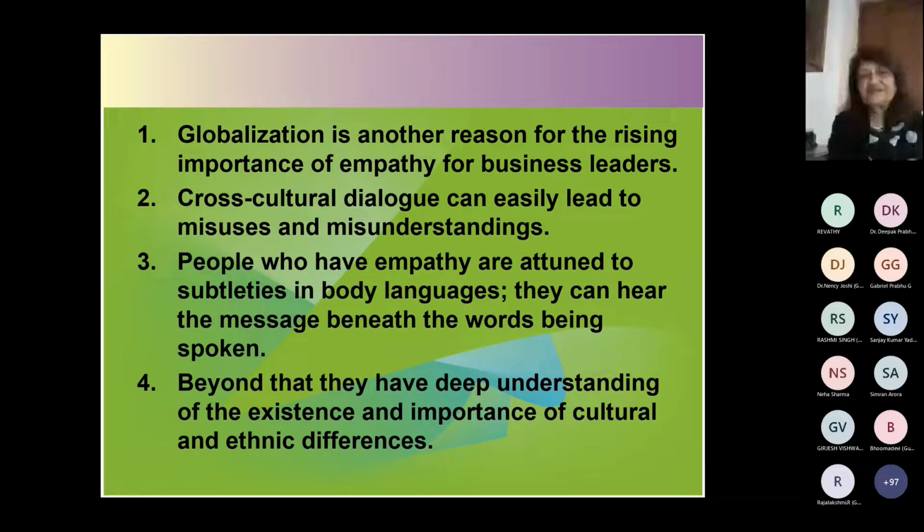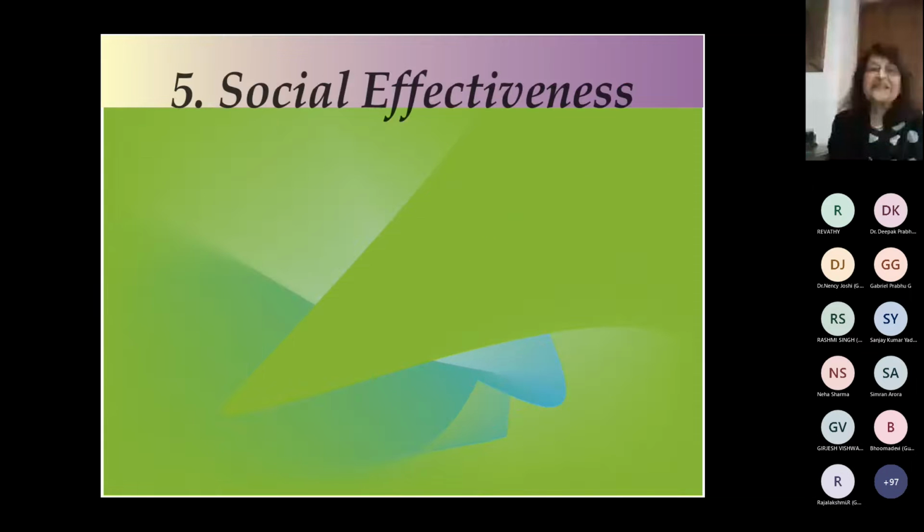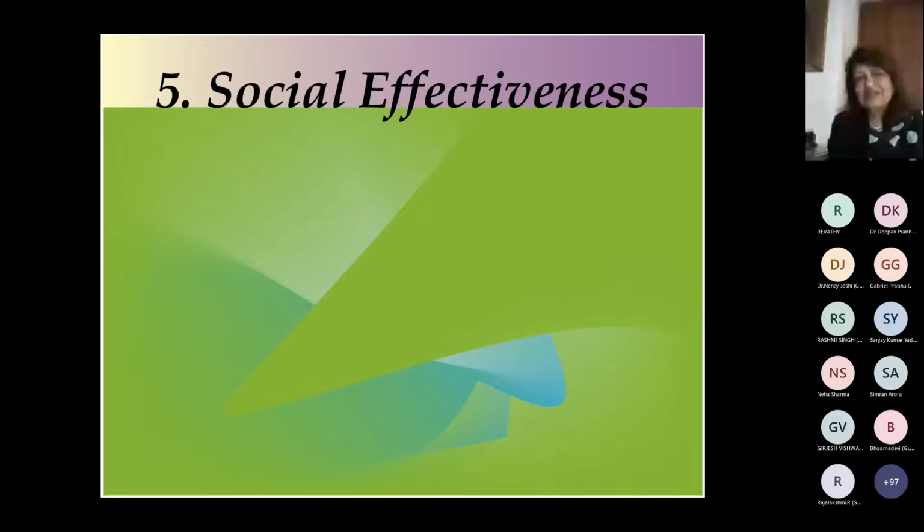Next slide. I come to the next one, which is called social effectiveness, and this is the fifth contribution. First was self-awareness, which we learned how to make ourselves aware, all the techniques. Second was how to regulate ourselves. Third was self-motivation. Fourth was empathy. And the fifth one is social effectiveness. This is the last component which Daniel Goleman said.